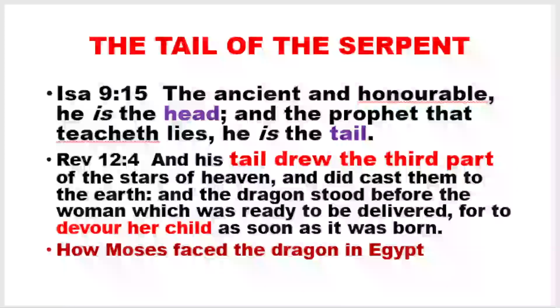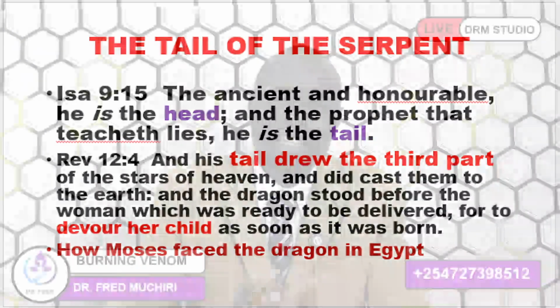So the two parts of the snake are described in Isaiah 9, verse 15, where we are told, "The ancient and honorable, he is the head, and the prophet that teacheth lies, he is the tail." So the tail of the snake represents deception, whereas its head represents intimidation, honor, and power.